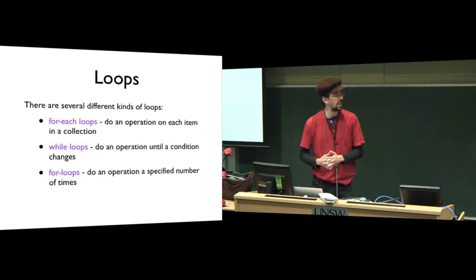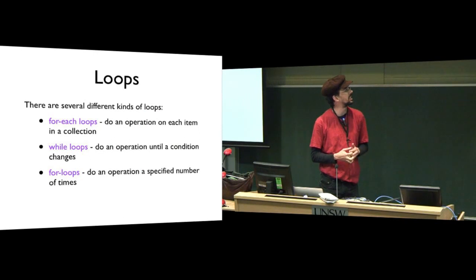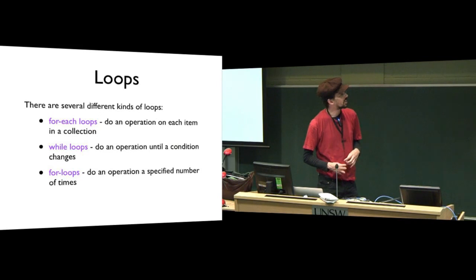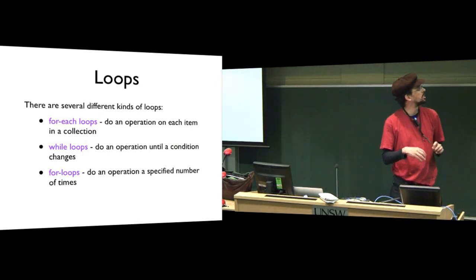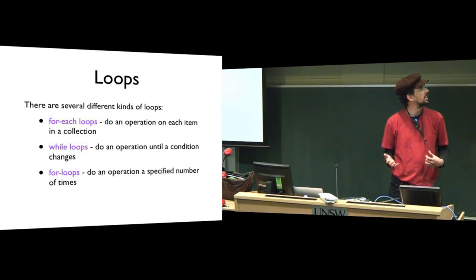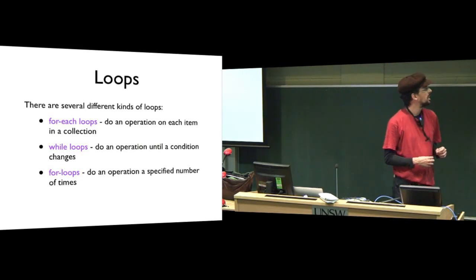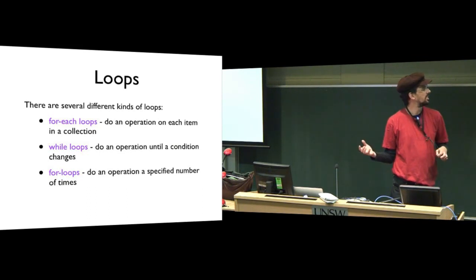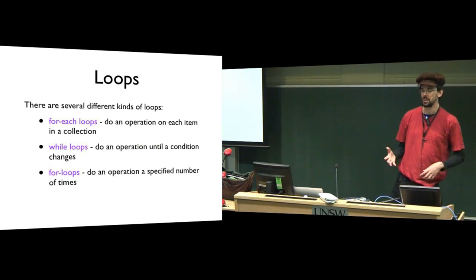So there are 3 kinds of loops that we'll be encountering, and we'll deal mostly with the first kind of these today, and look at the others later. So there's what's called a for each loop, which allows us to do an operation on every item in a collection. There's a while loop, which allows us to do an operation until something changes, until some condition becomes false, actually. And then there's a for loop, which explicitly says, do this number of times.